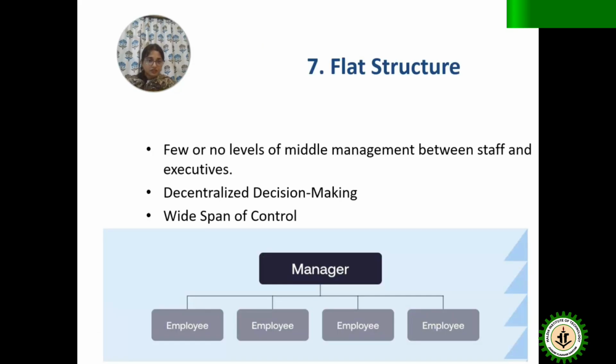The final structure is the flat structure. Now, this flat structure is a very simple horizontal structure used by small business and startups. In this structure, there are few middle managers between employees and top managers. The structure requires less supervision, increases employee involvement, and boosts trust in the workplace. So here, the decision making is decentralized and it has a wide span of control.